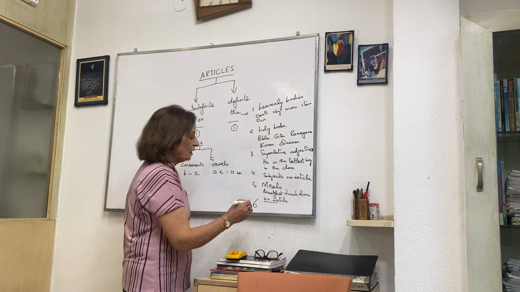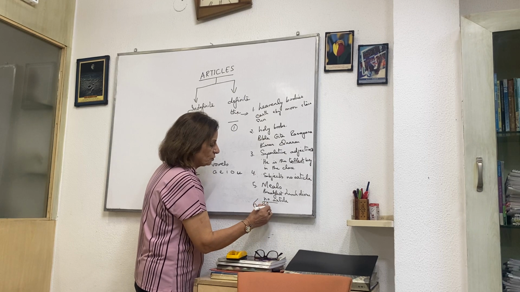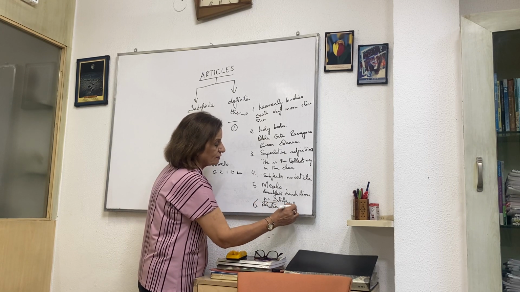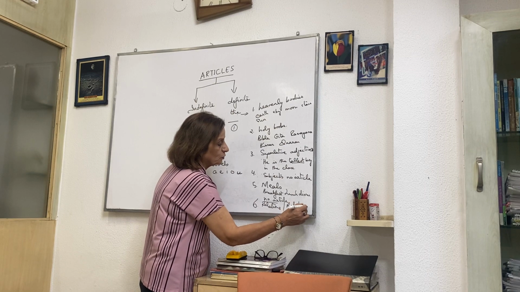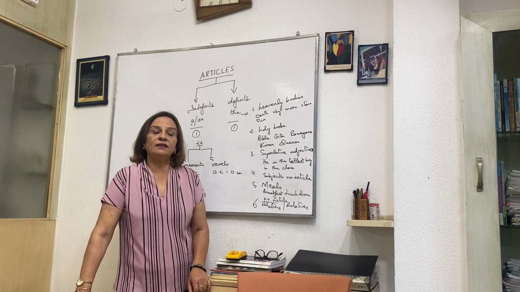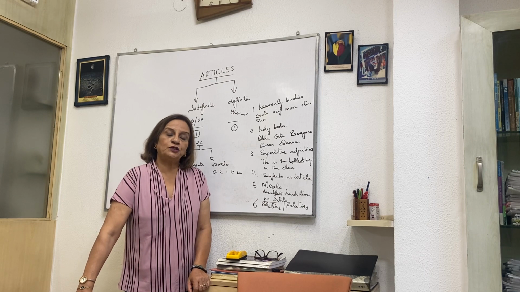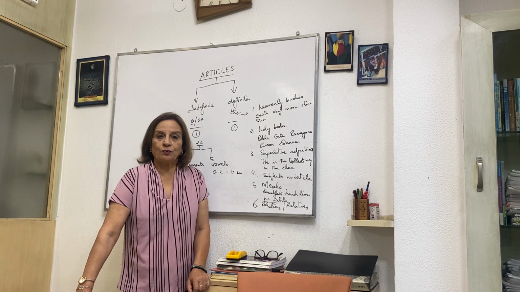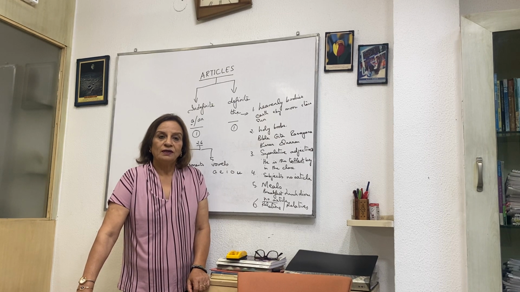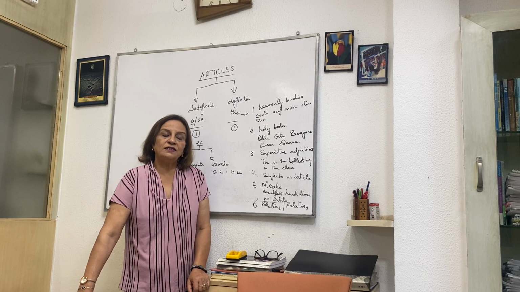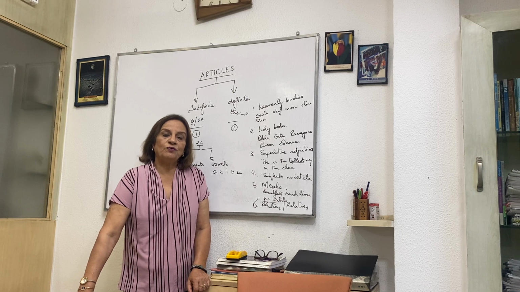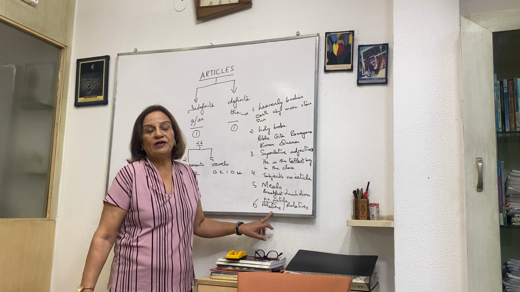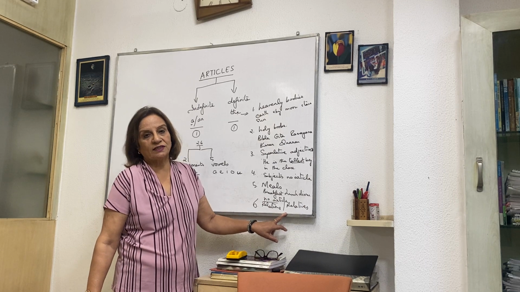Next rule is in front of relationships, relations, or you can say relatives, no article is used. For example, my mother is a great cook. The mother is a great cook, we don't say. Okay? Ram's mother, his mother. Okay, you don't say a mother, the mother. So in front of relations or relatives, we don't use articles.